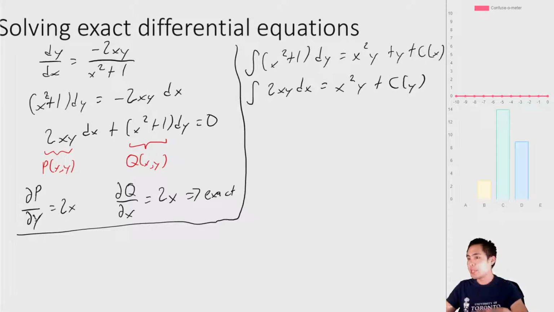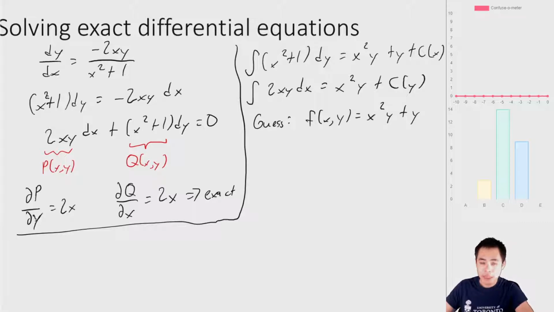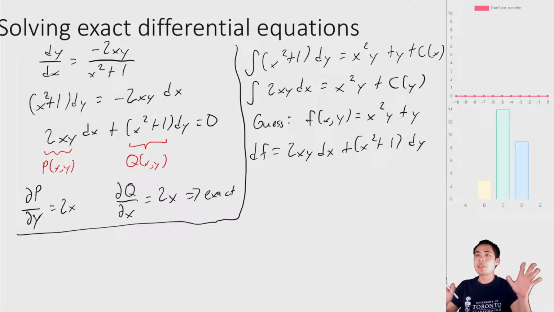This is somewhat complicated. I don't expect you to be able to do this immediately. We'll go over it again if we end up needing it. So you can guess, based off of these two partial integrals, that f(x,y) is equal to x²y plus y. And you can check. If you take the total differential of this, it is 2xy dx plus (x² + 1) dy. So basically what we did there is we found a particular function f(x,y) such that the total differential is the left-hand side of our equation.